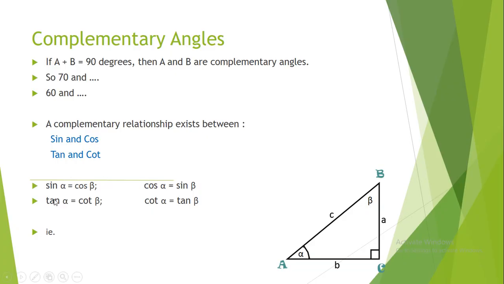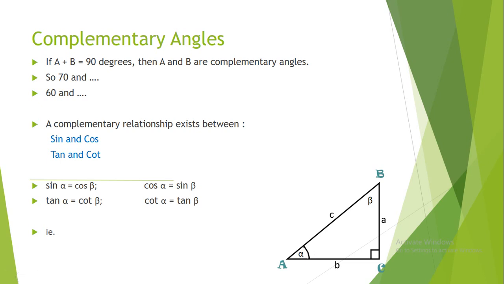So to sum stuff up, sine alpha is the same as cos beta, cos alpha is the same as sine beta, tan alpha is the same as cot beta, and then cot alpha is the same as what? Tan beta. This is only true when alpha and beta are complementary angles, that is, when alpha plus beta is 90. That is the only situation where this relationship exists.